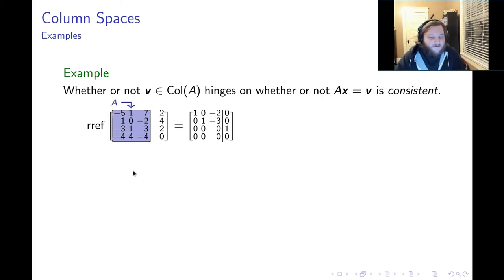So here we have a different example. We have a 4 by 3 matrix A, and here we're augmenting with this vector v, which has coordinates 2, 4, -2, 0.